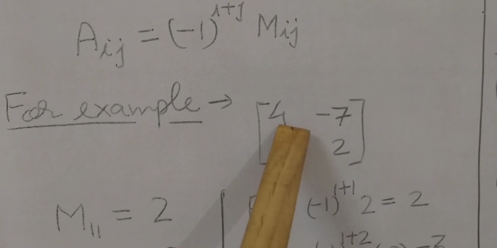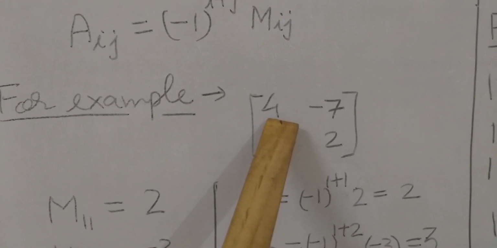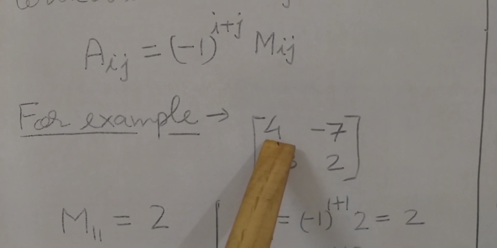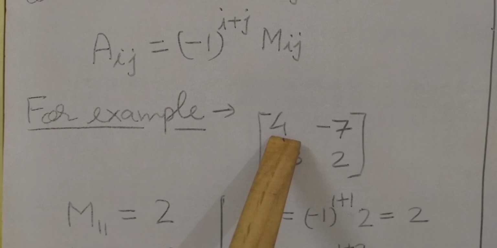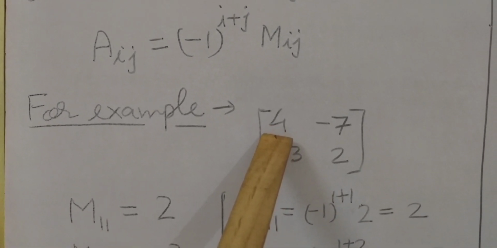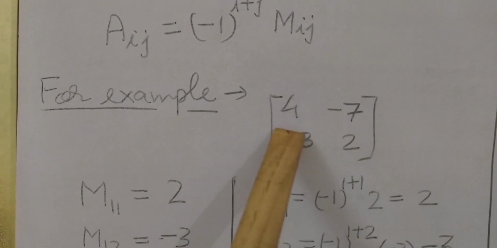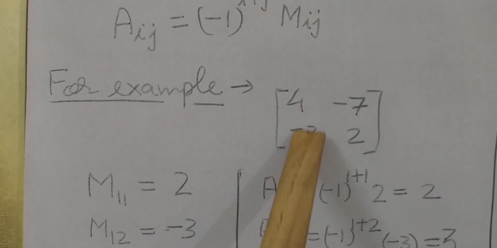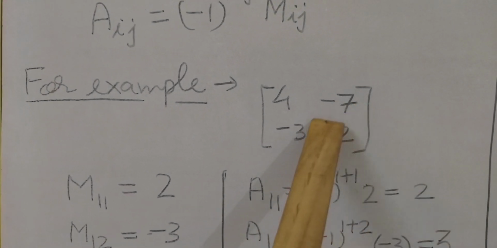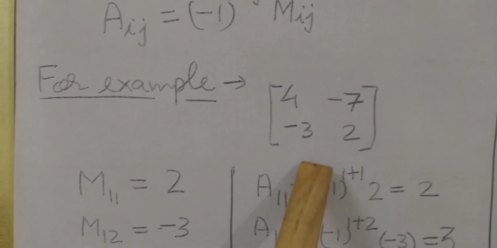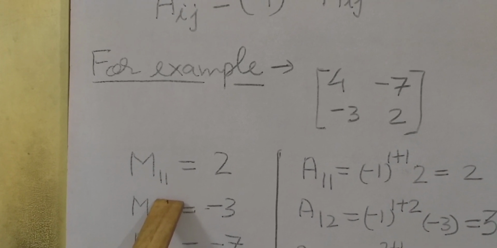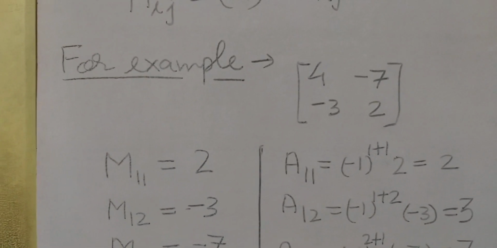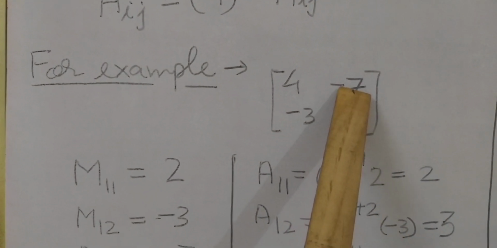First, the minor of 4, which is written here. According to the definition of minor, we take the value of the determinant after deleting the element's row and column. So delete its row and delete its column. What is left? Only 2, and the determinant of 2 is 2. That's why M11, the minor of a11, equals 2. Correct?